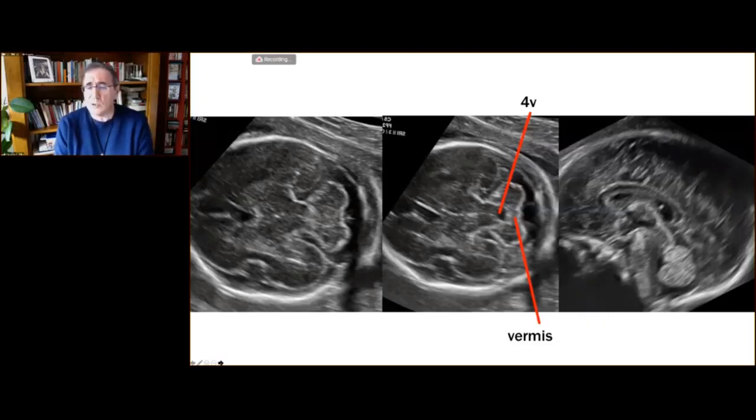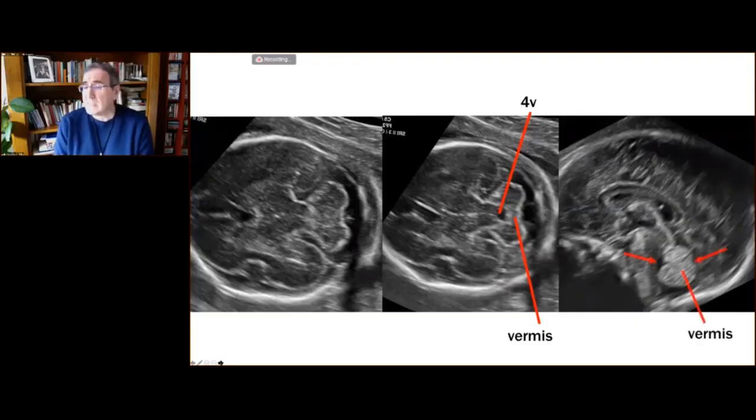With the suboccipital pragmatic view or the coronal view, you assess that the vermis is present, and with the sagittal view, you assess the integrity of the vermis. You do that by a subjective analysis, as it has been pointed out before.